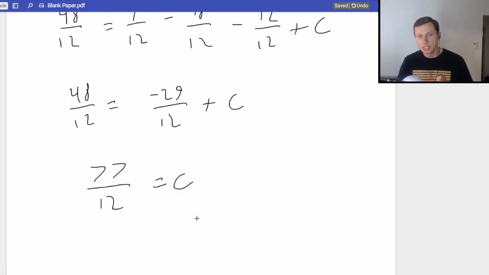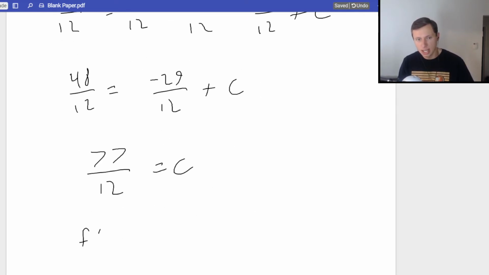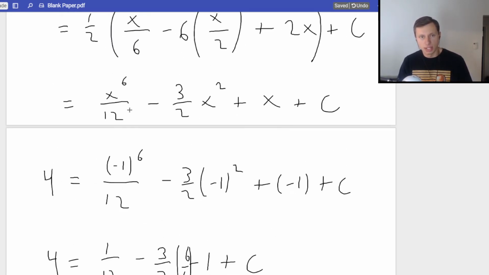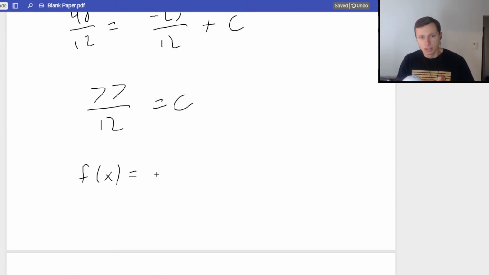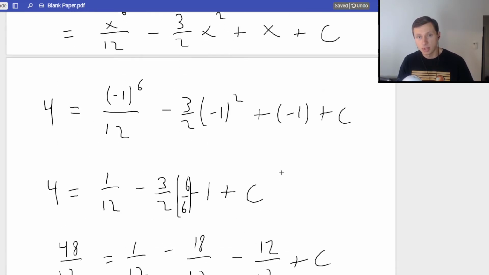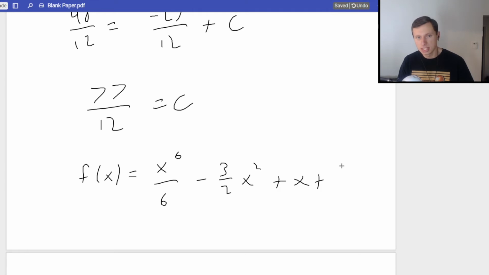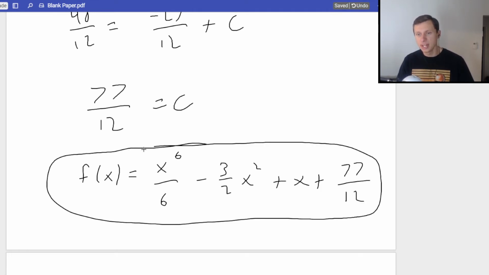Now the last step you need to do is just write out the full equation. F of x is equal to my original function, which was what? X to the 6 over 12 minus 3/2 x squared plus x plus c, and we're plugging in c with 77 over 12. So x to the 6th over 6 minus 3 halves x squared plus x, and then plus 77 over 12. That was a mouthful, but there you go. That problem wasn't too bad.